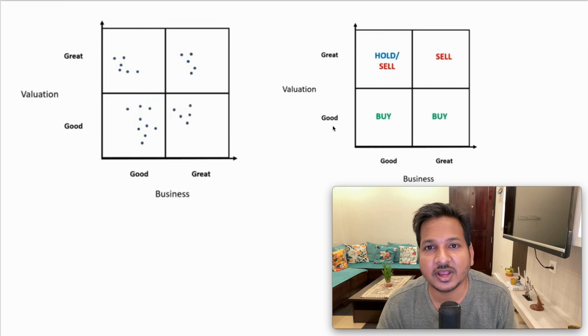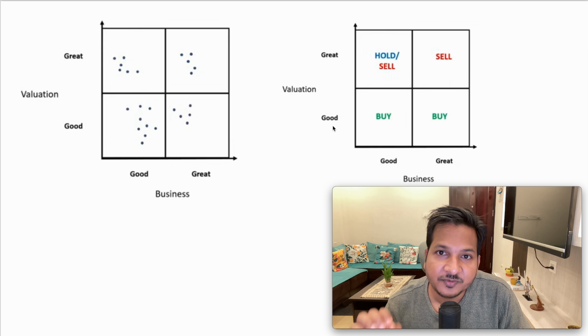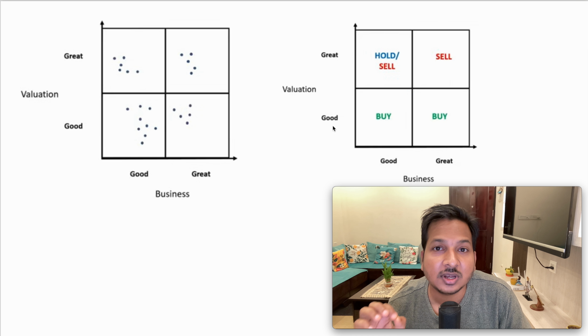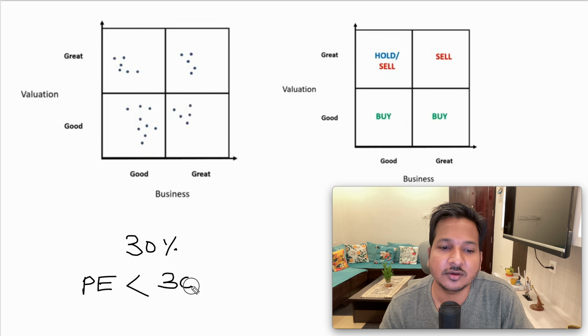Now what is good valuation? Good valuation is anything which is getting a PE ratio lesser than its EPS growth. Understand this line. If your EPS is growing by 30% annually, then your PE ratio should be less than or equal to 30. This is what I call correct valuation or good valuation.